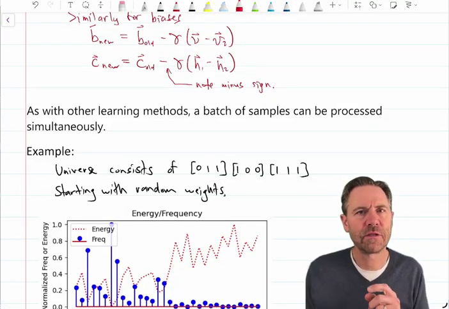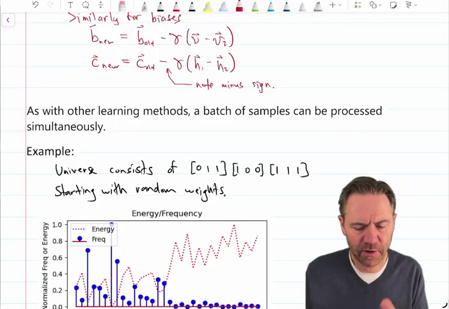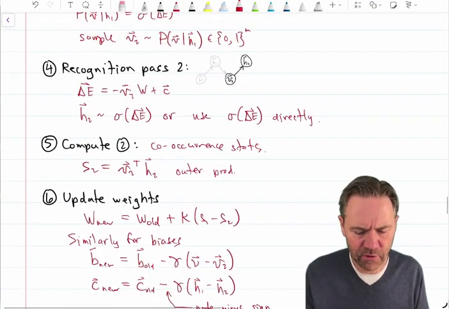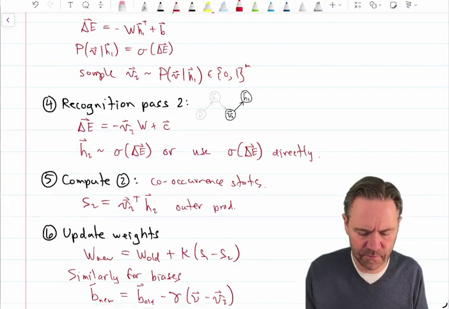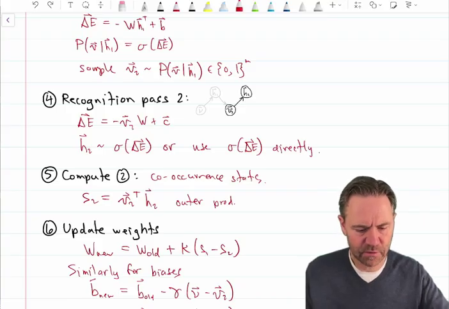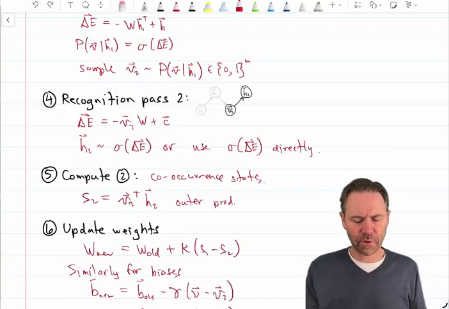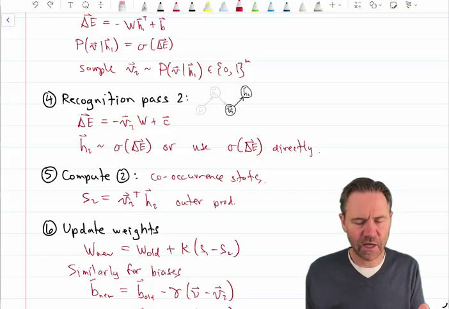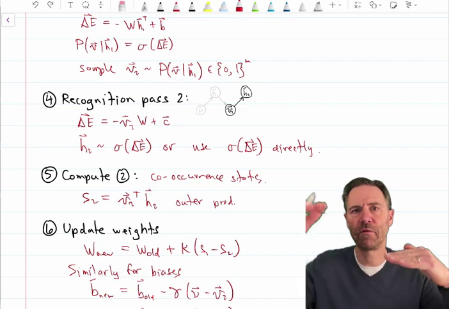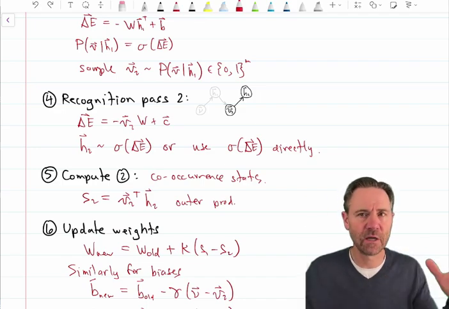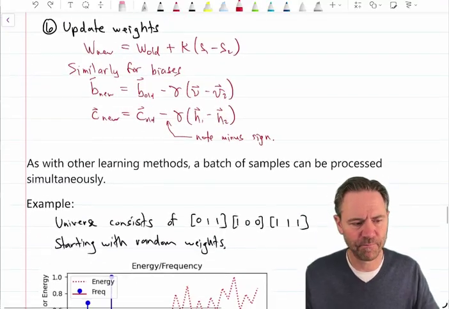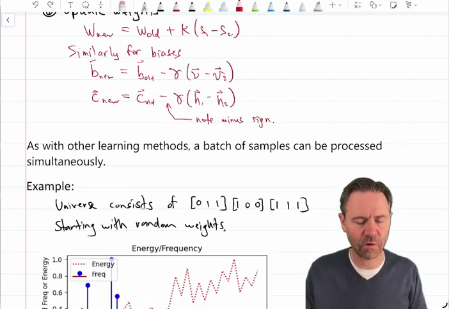So as with other methods, you can process a whole batch. The way I've written these formulas is you can compute a whole batch at once. These outer products that we have over here are the right thing. You could process many samples, and V will have a whole bunch of rows, and H would have a whole bunch of rows. So when you multiply V transpose times H, it adds up over all those multiple samples, and you get multiple samples contributing to your co-occurrence statistics.